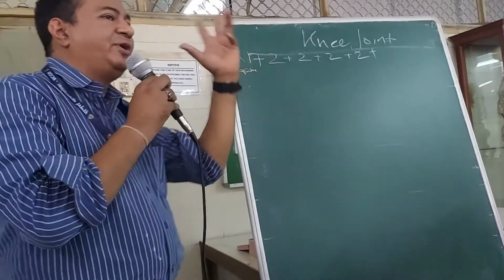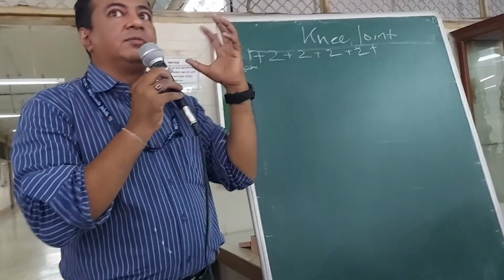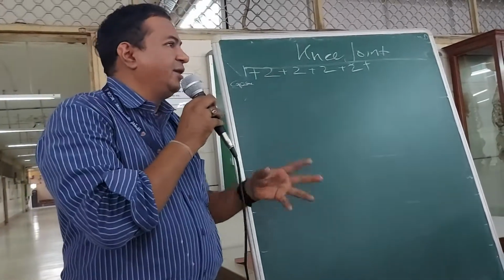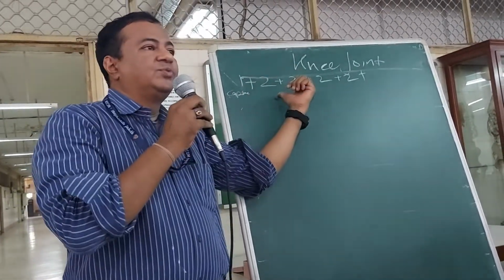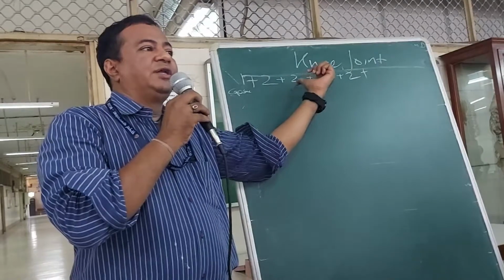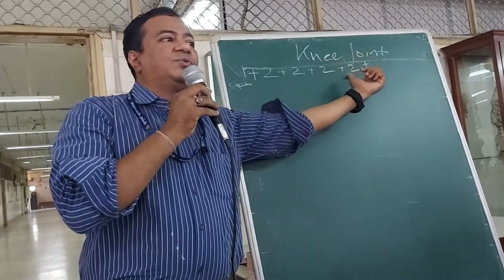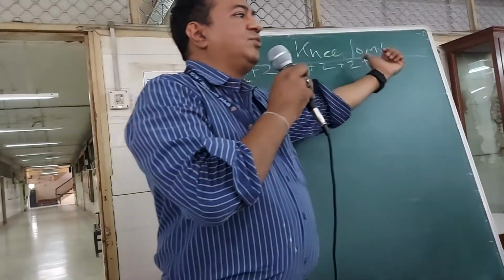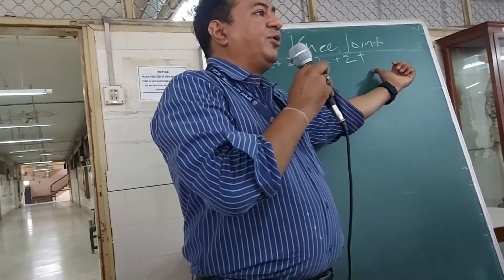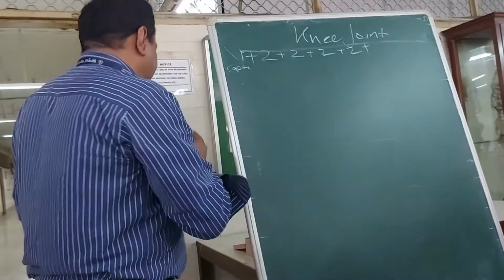But if you know the formula, you will remember all 11: 1 is the thickness of the capsule, 2 collateral ligaments, 2 menisci, 2 cruciates and 2 popliteal ligaments, oblique popliteal and arcuate popliteal. So let's start.